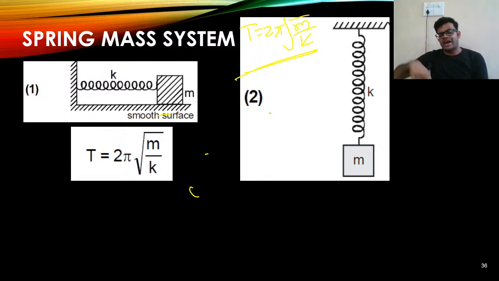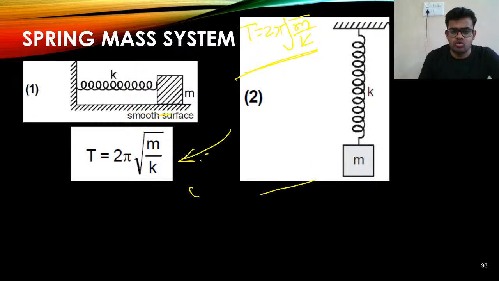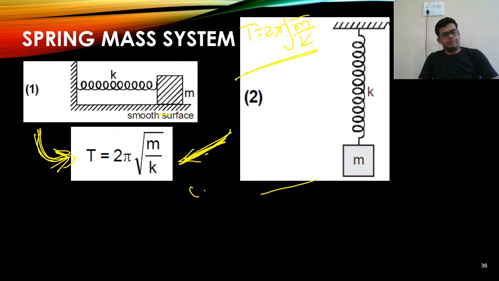Next, if the same system is hanging in a vertical plane from the ceiling, so I will say the gravity is acting downward. But still the formula of time period is same, that is 2 pi root of m by k. So for both the system, either it is horizontal or it is vertical, doesn't matter. One mass is there, one spring is there. So definitely its time period will be T is equals to 2 pi root of m by k.